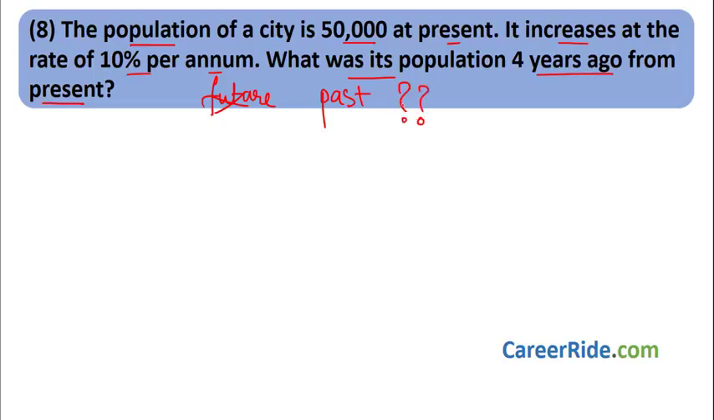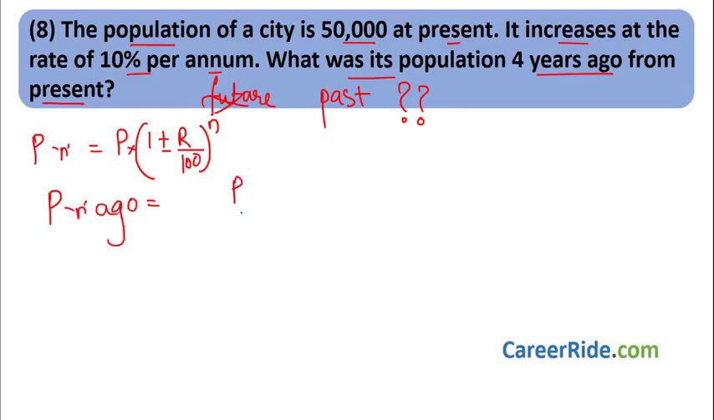It is again very easy. What is the formula which we saw? We saw that population after n years was present population multiplied by 1 plus or minus r by 100 raised to n. Now instead of multiplication, just divide. So population n years ago would be P divided by the same factor, 1 plus or minus r upon 100, raised to n, and this will give you the population for 4 years ago or any number of years ago.